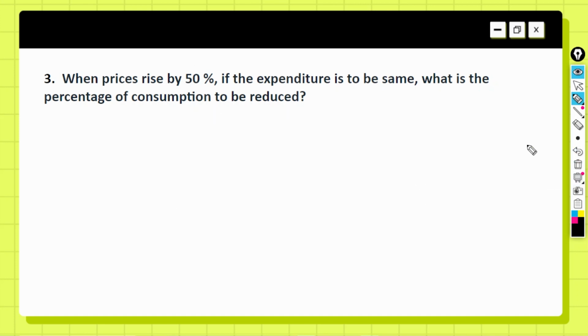So this is the second concept in percentages, and in the next video I am going to teach you the percentage successive increase decrease concept.